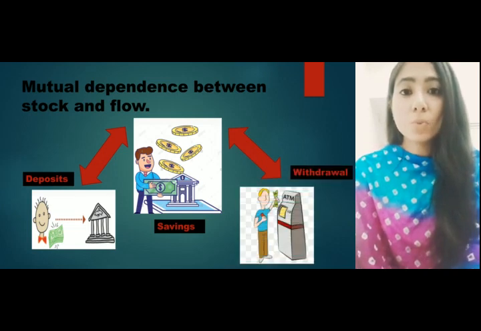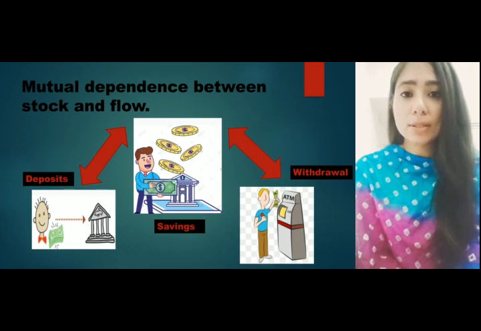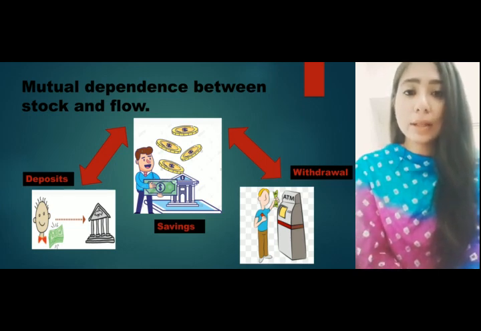What you can understand from this is, when you need stock, then you need flow as well. You won't be able to have 20,000 in your account if you won't be able to deposit the money. So the saving account is dependent on what? The flow of the deposits. When you deposit, then you'll get the savings.